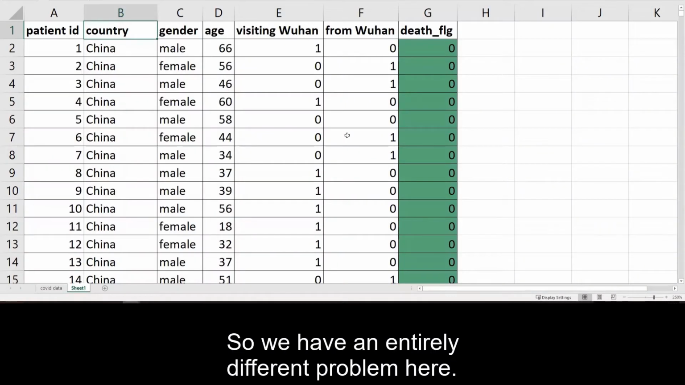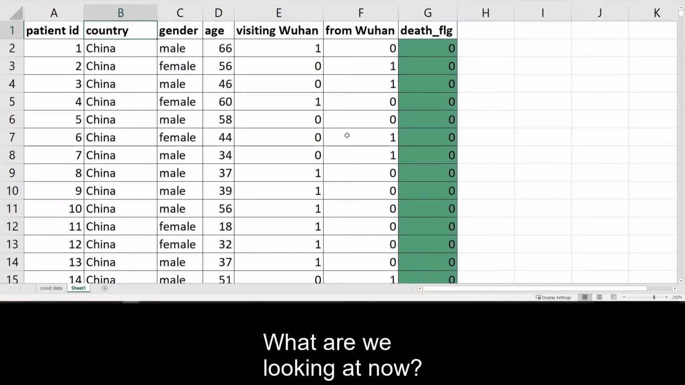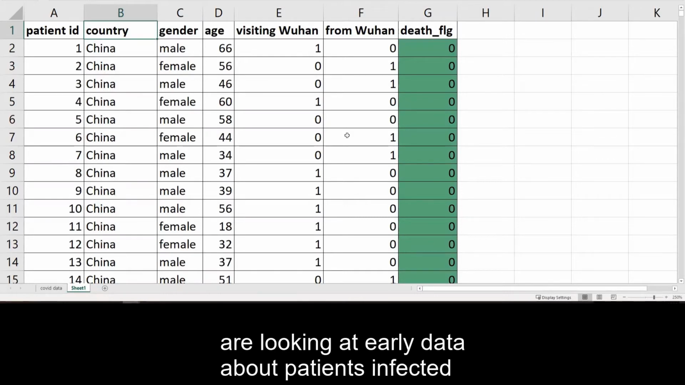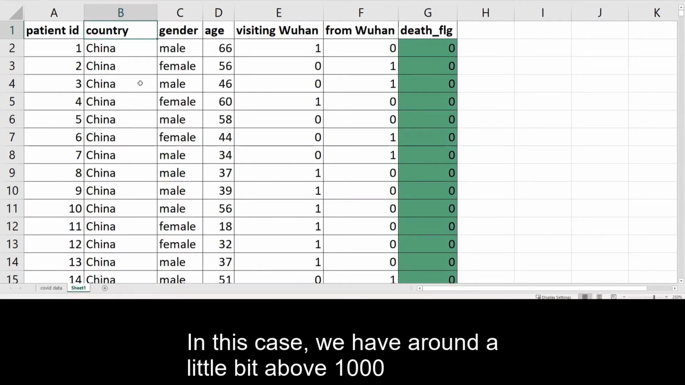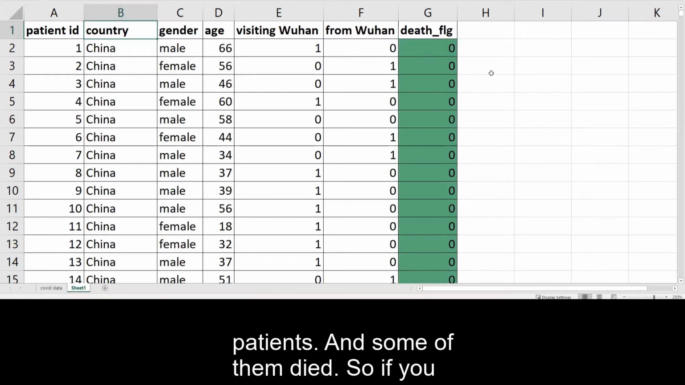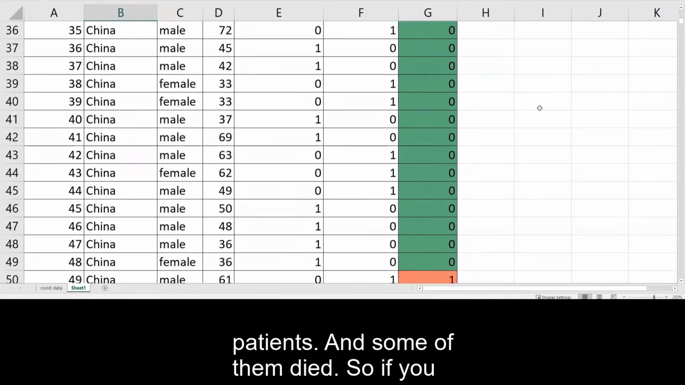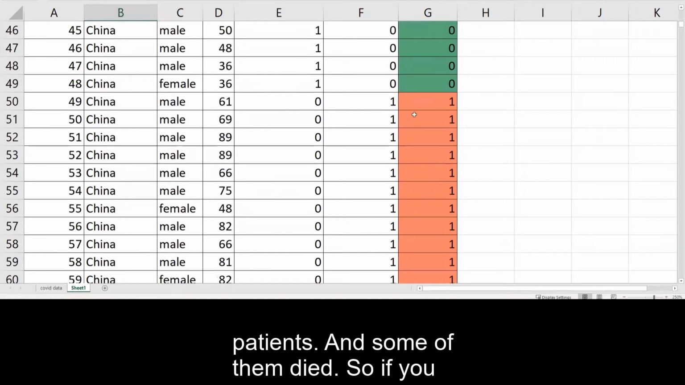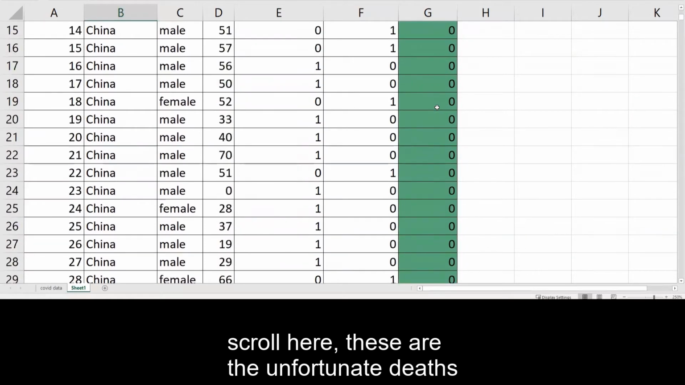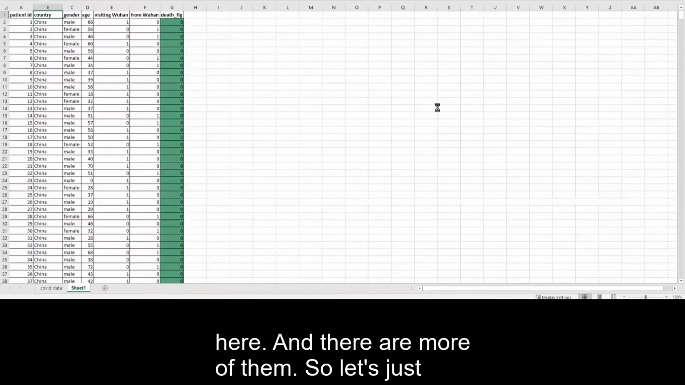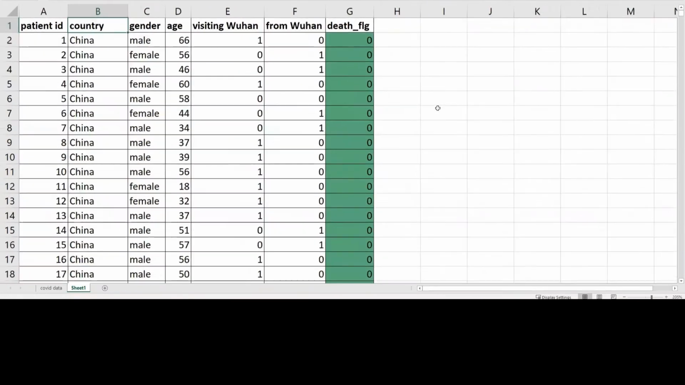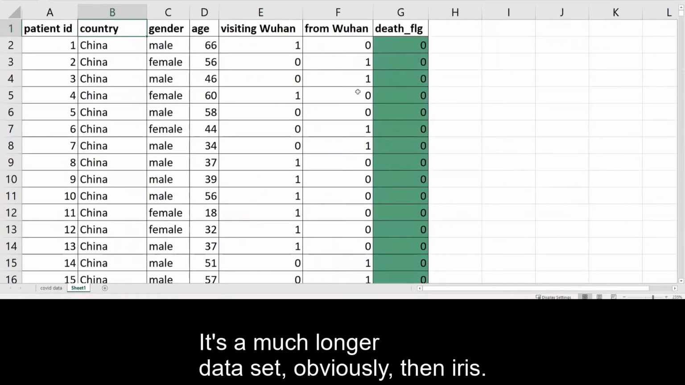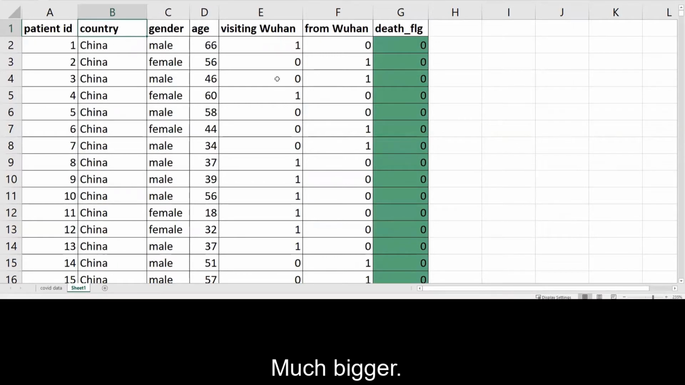So we have an entirely different problem here. What are we looking at now? We are looking at early data about patients infected with COVID. Oh, this is very timely. In this case, we have a little bit above 1,000 patients, and some of them died. If you scroll here, these are the deaths, and there are more of them. Let's zoom out for a moment. You can see it's a much longer data set than Iris. Yes, much bigger.